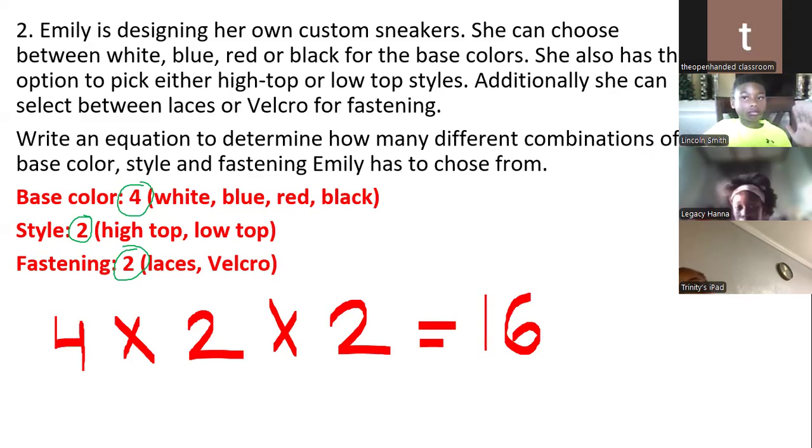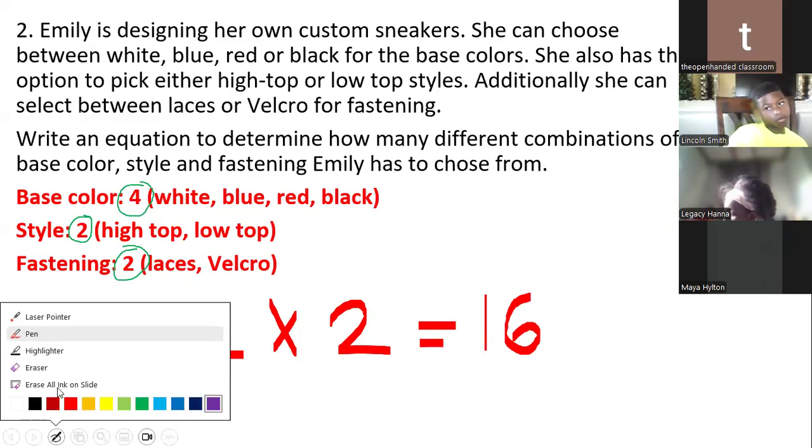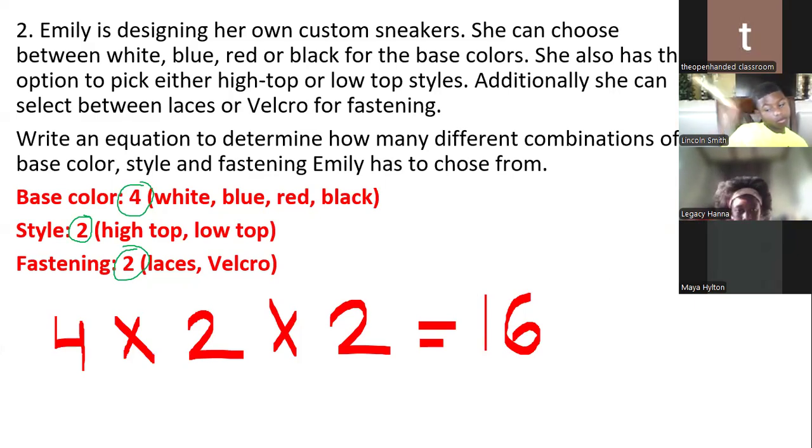Excellent. 4 times 2 multiplied by 2. So we say 4 times 2, which gives us 8, right? And then 8 times 2, which gives us 16. All right, and that's our answer. 16 is our answer.